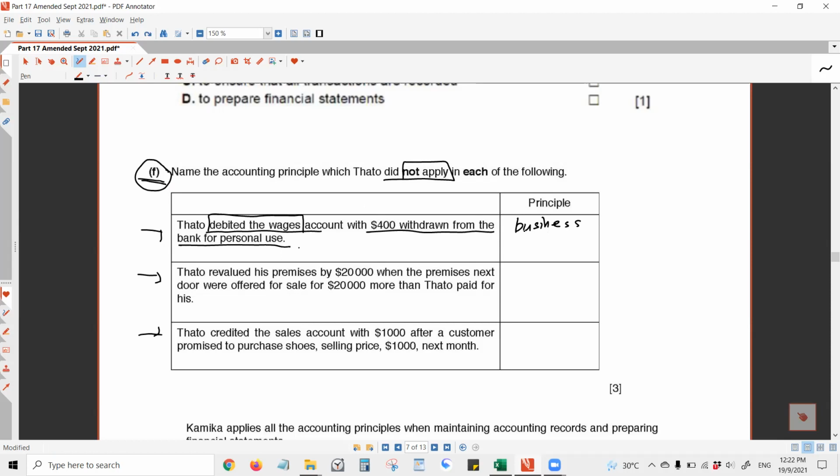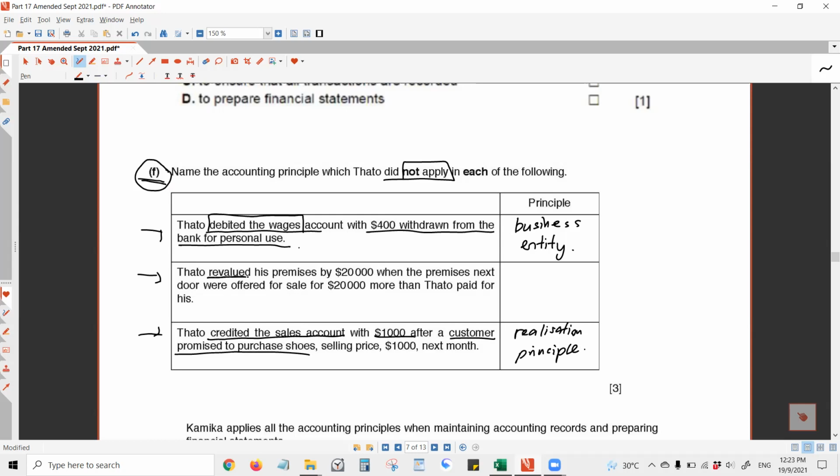Okay, simple. Last one. Tato credited sales account with 1,000 after customer promised to purchase the shoes. Only a promise. Have you received payment from customer, or have you sent an invoice to customer? No. This is about realization principle. Now we see the second one.